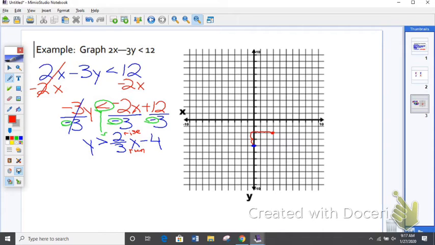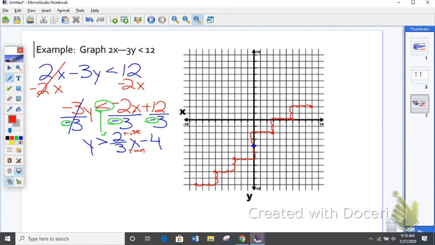Again, I can continue to repeat that. Rise 2, run 3. Or I could come back to where I started and go down 2 and back 3. Because it's very important that we are accurate in drawing our line. So now I'm ready to connect those points with my straight edge.